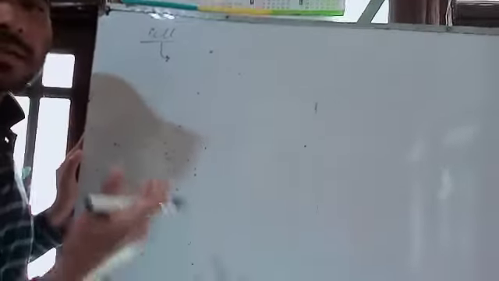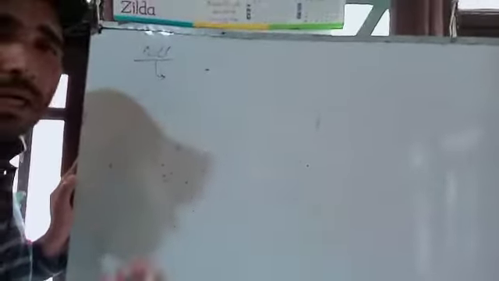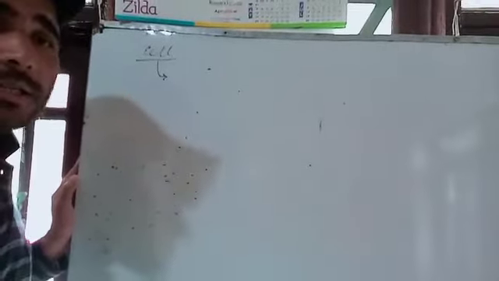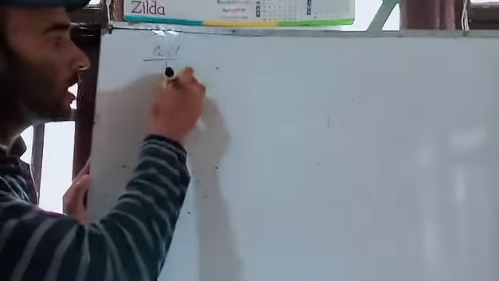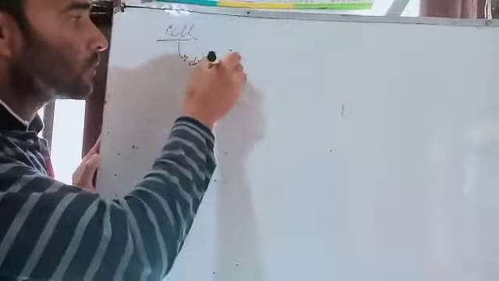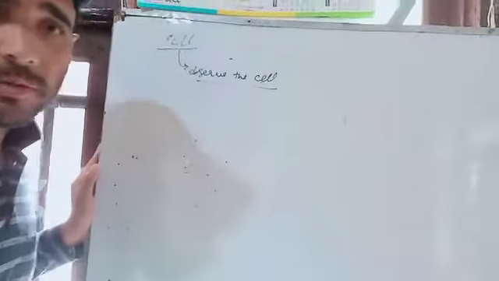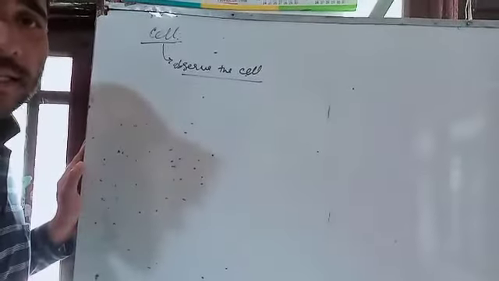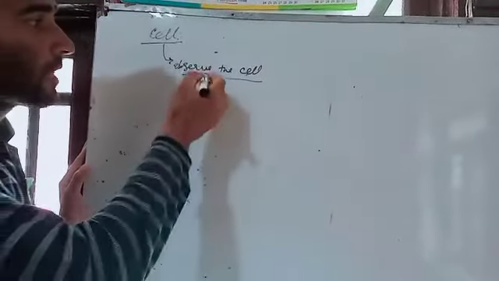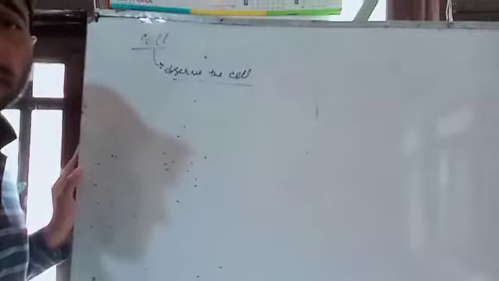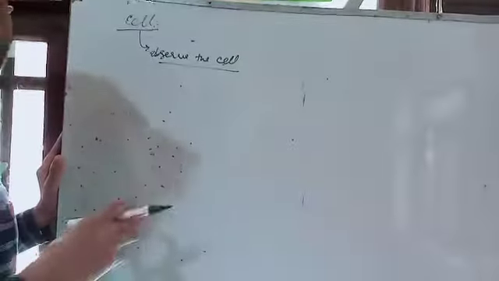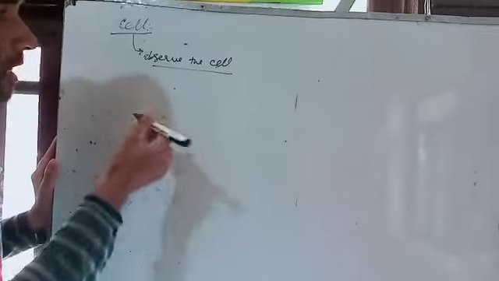Because the cell size is very small, how do the scientists observe the cell? All living organisms are formed of these small units, or you can say cells. There are some techniques by which you can observe cells easily. I will explain one technique.